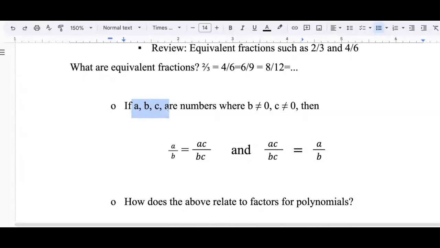Let's say in this case, if A, B, C are numbers, where B is not 0, C is not 0, because they are going to appear in the denominator, so we force them not to be 0. Then AC/BC equals A/B. Or the other way around, A/B equals AC/BC.